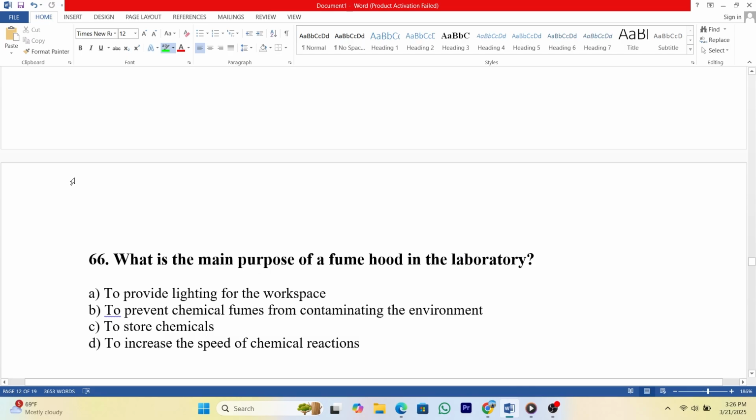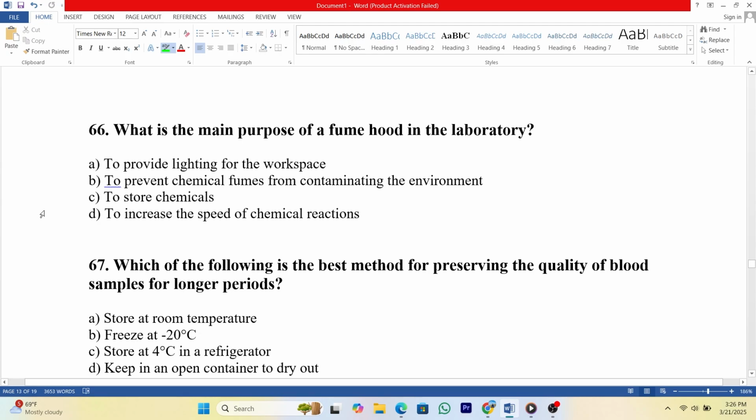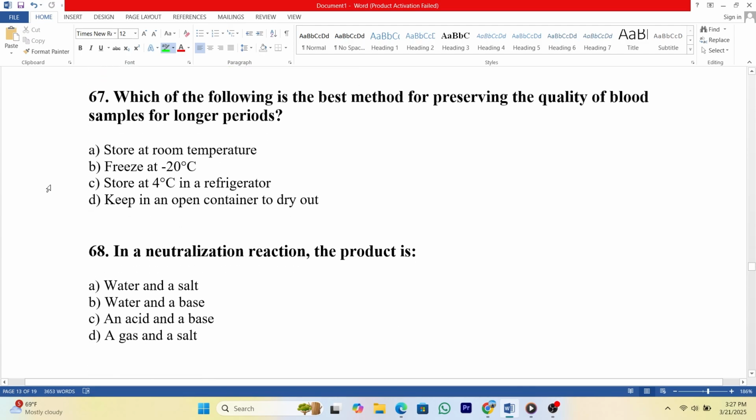66. What is the main purpose of a fume hood in the laboratory? A. To provide lighting for the workspace. B. To prevent chemical fumes from contaminating the environment. C. To store chemicals. D. To increase the speed of chemical reactions. Answer: B. To prevent chemical fumes from contaminating the environment.